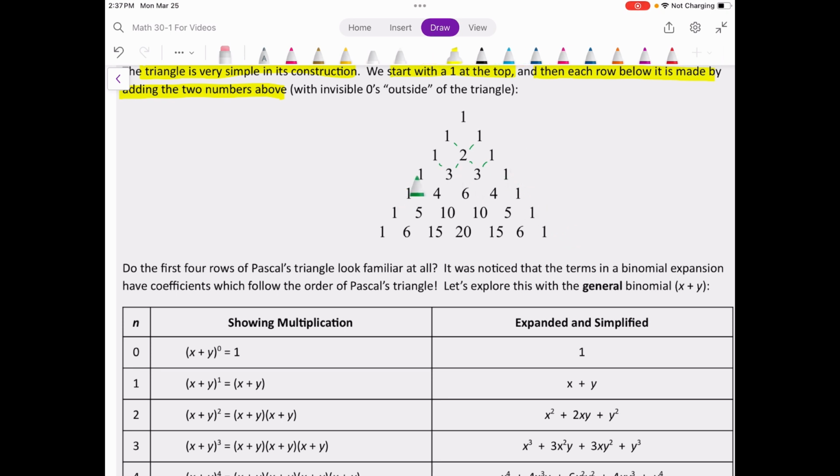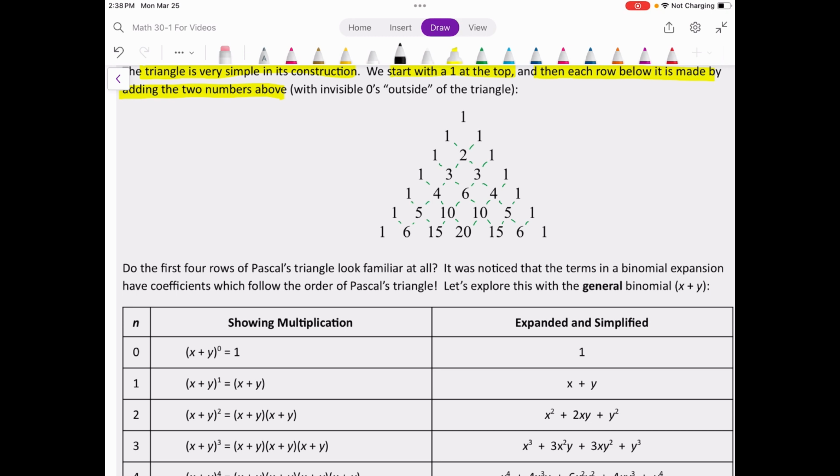Let's go to the next row. 1 plus 3 is going to give us a 4 here, right? 3 plus 3 gives us 6. 3 plus 1 gives us 4. 1 plus 4 now gives us 5 in the next row. 4 plus 6 gives us 10. 6 plus 4 gives us 10. 4 plus 1 gives us 5. The next row, okay, if we take a look, 1 plus 5 gives us 6. 5 plus 10 gives us 15. 10 plus 10 gives us 20. 10 plus 5 gives us 15. 5 plus 1 equals 6.